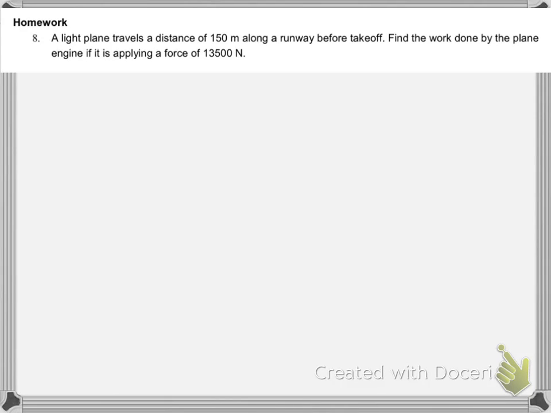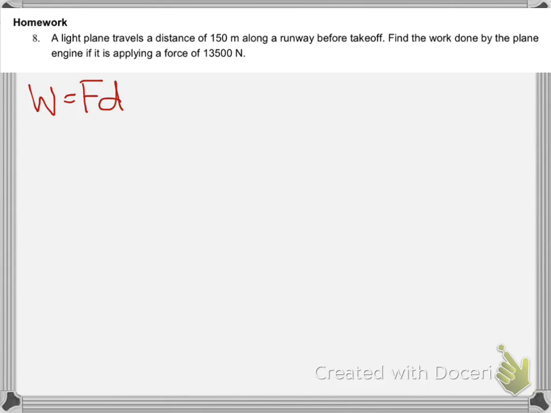Number 8. A light plane travels a distance of 150 meters along a runway before takeoff. Find the work done by the plane engine if it's applying a force of 13,500 newtons. So we know our equation is work equals force times distance.